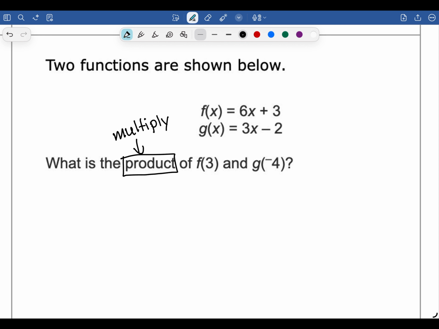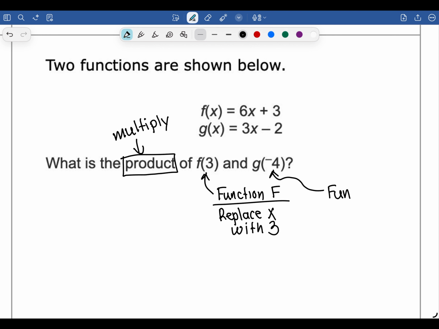All right. But when we look at f of 3, this is talking about the function f. For function f, we're going to replace x with 3. And for the other one, function g, we're going to replace x with -4. Okay, so let's go ahead and write those expressions out with the numbers being put where they're supposed to go.